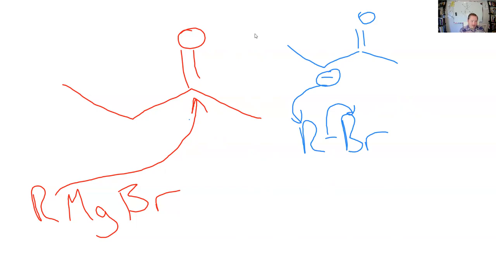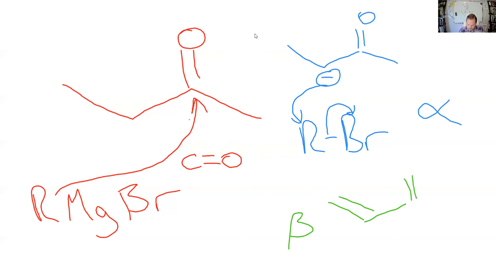If we wanted to add it to the beta carbon, we would need to turn this into an alpha beta unsaturated ketone first. We would have to do something like put a bromine on the alpha carbon and then have it go through an elimination reaction in order to make the alpha beta unsaturated ketone, but then we could add something to the beta carbon. So that adds the alpha carbon, this adds the carbonyl carbon. We want to add something to the beta carbon. We would turn it into this molecule first, and then do the Stork enamine synthesis, or use some other weak nucleophile to add something to the beta carbon.